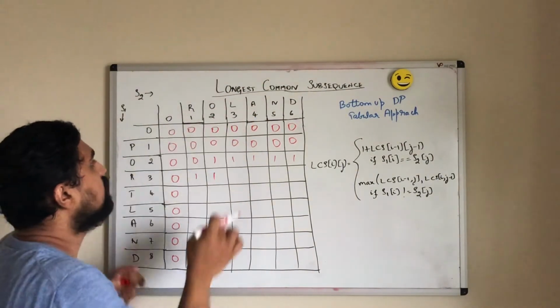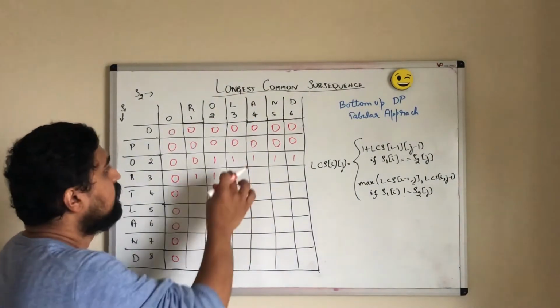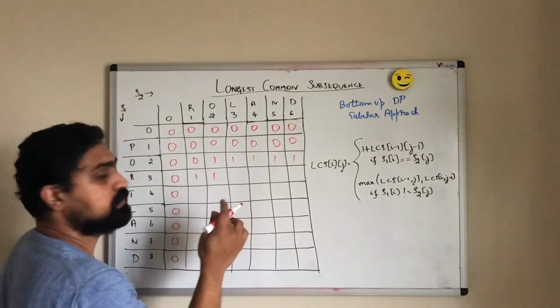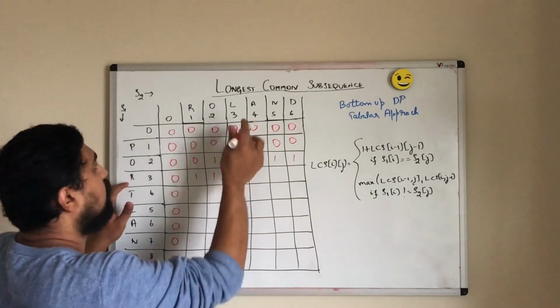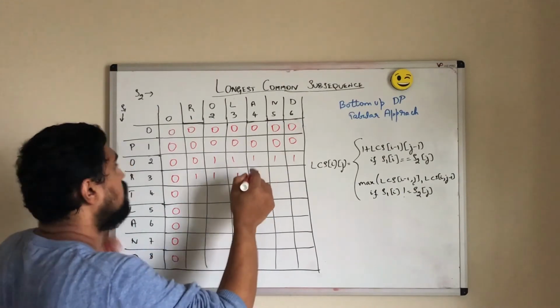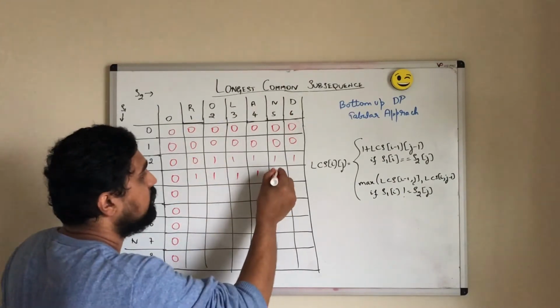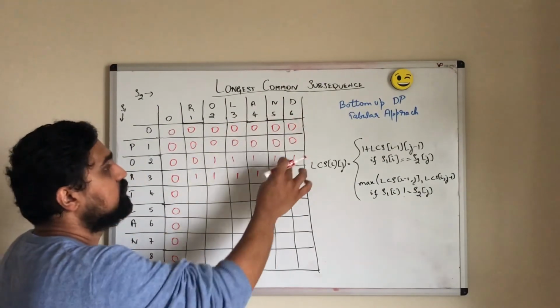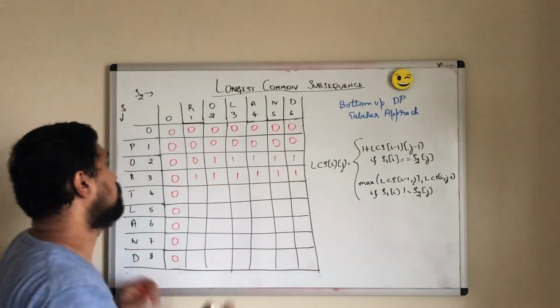Character R and L. So these two do not match. Again, we pick the maximum of these two. So this is 1. R and A. The maximum of these two is 1. R and N do not match. Again, this is 1. R and D. These two do not match. So the value here is 1.